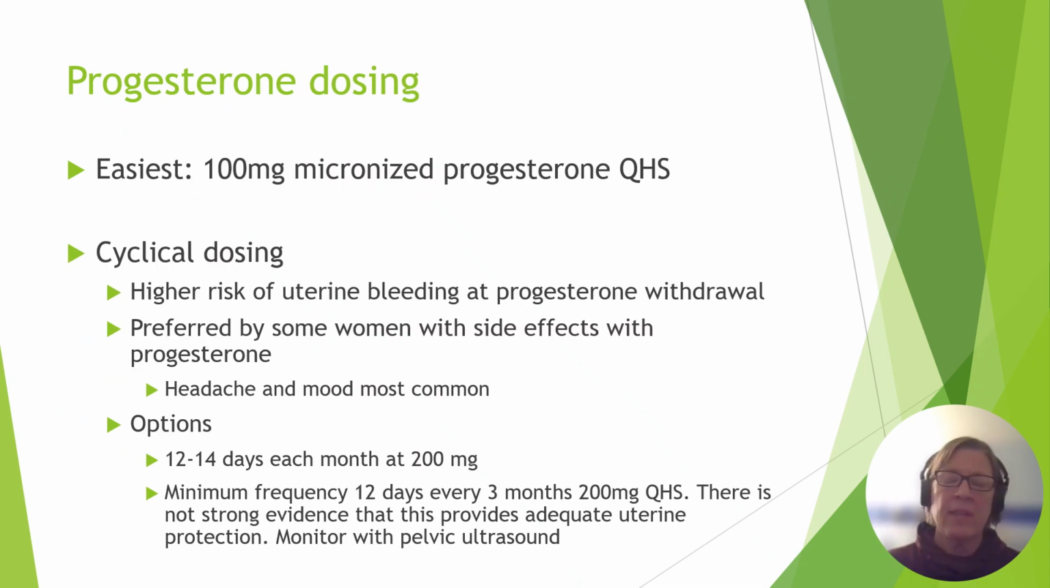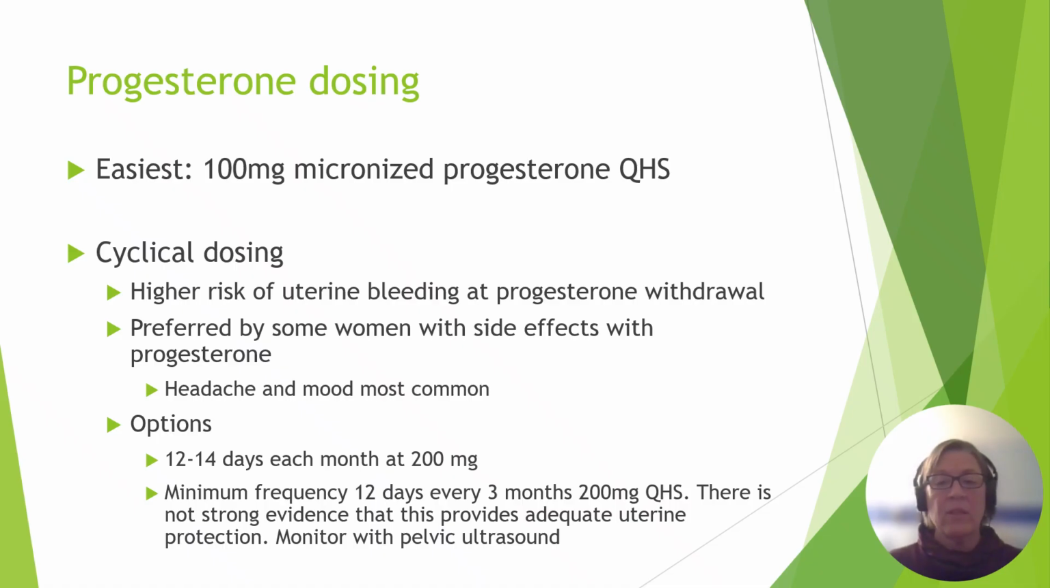So, progesterone dosing, the easiest thing: 100 milligrams micronized progesterone at bedtime. That's it, you're done. Now, some people don't like how the progesterone makes them feel, and they want to take it less often. So there are options for that. Some women get headaches with progesterone. Some women have some moodiness with progesterone. And so again, that's why I start it separate from the estrogen when I can.